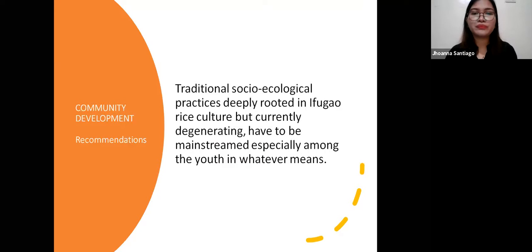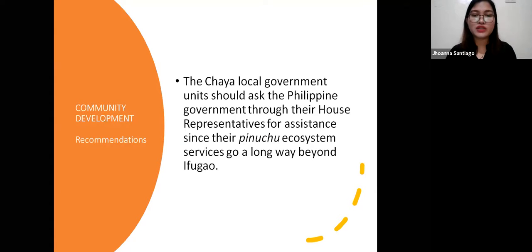be preserved and conserved. So the Chaya local government units should ask the Philippine government through their House representatives for assistance since their Pinuchu ecosystem services go a long way beyond Ifugao. So what we mean here is that the ecosystem services from the Pinuchu in Ifugao go a long way beyond Ifugao because it also helps the lowland areas like in the north, not just the Ifugao system itself. We can experience enough water supply here in the north in our lowland areas.